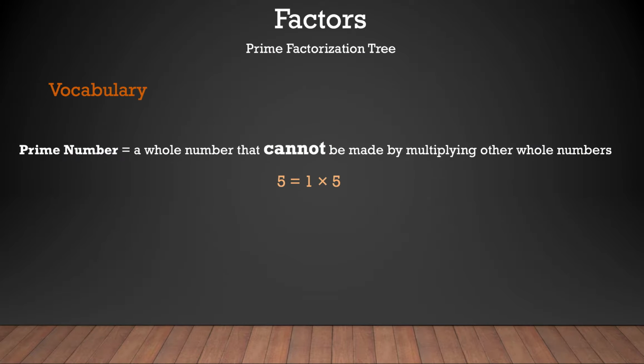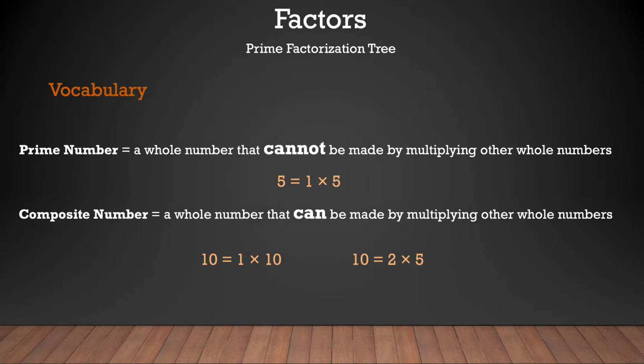So let's take a look at the vocabulary and what a prime number is. That is a whole number that cannot be made by multiplying other whole numbers. Let's take a look at an example on the screen, which is 5. As you can see, 5 is equal to 1 times 5. So there are only two whole numbers that, when multiplied, give you the result of 5. Another way of saying that is there's only one factor pair, and 1 and 5 is your factor pair of 5.